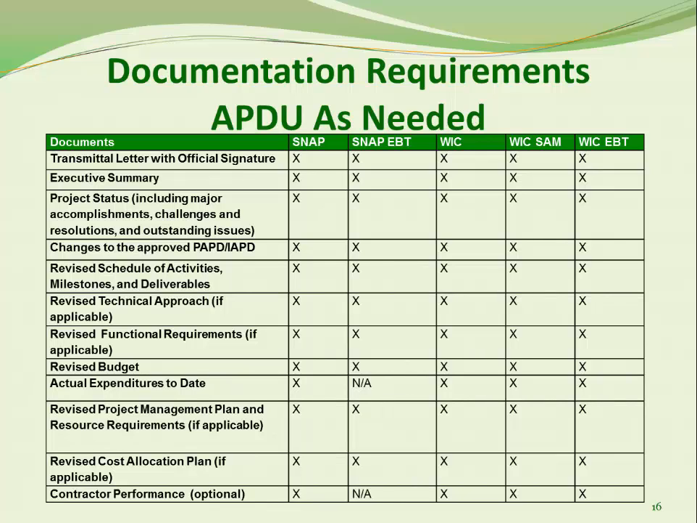A revised cost allocation plan would address any change in the approved plan resulting from budget increases or the addition or removal of participating programs. We encourage states to provide us with any contractor performance, such as any identified issues, resolutions, strengths, and weaknesses, and any significant change orders.